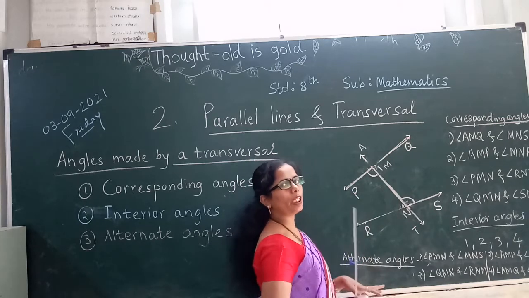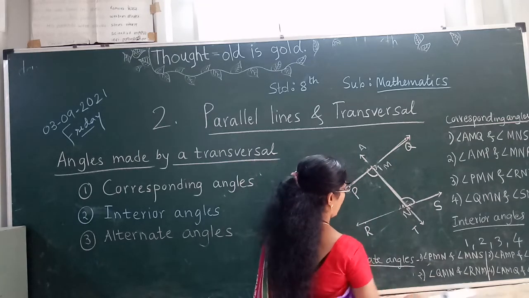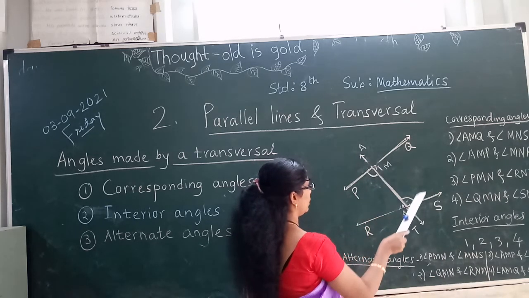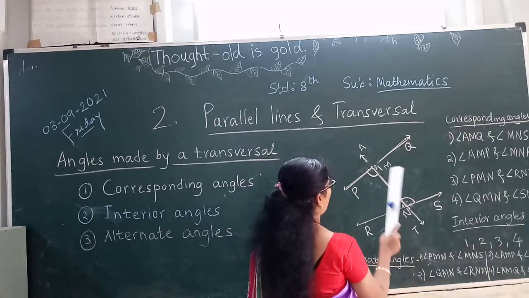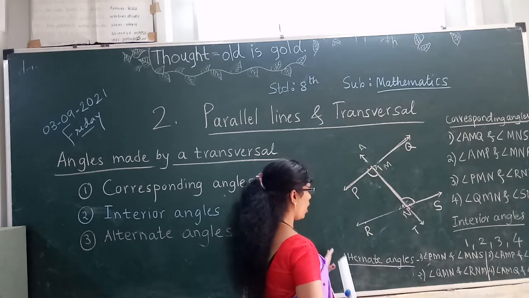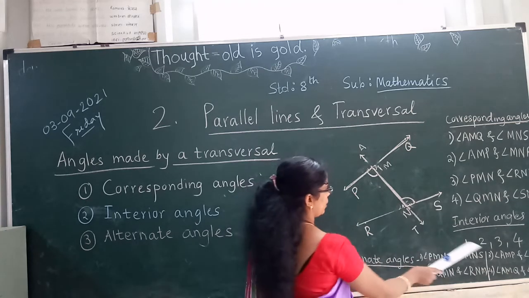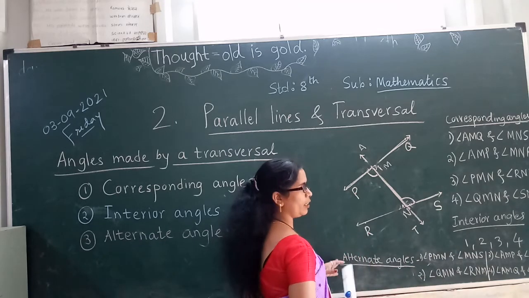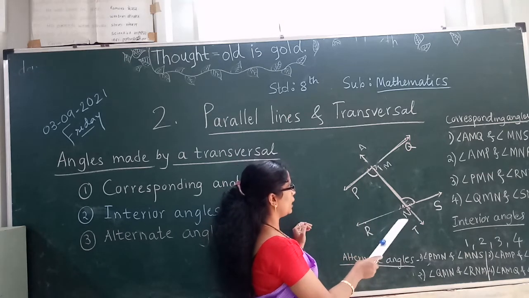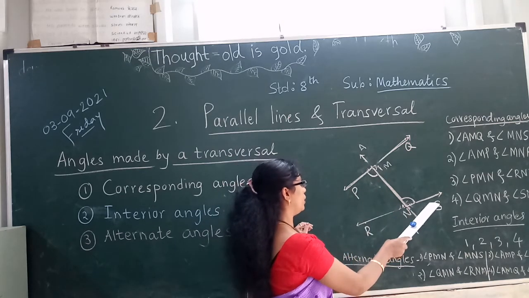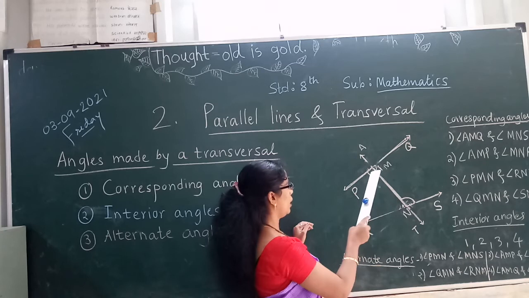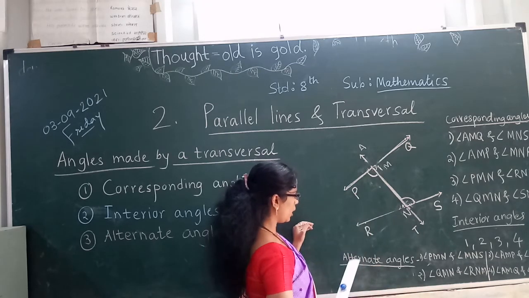Is there any peculiarity between these? All these four are interior angles. As they lie inside, these are interior angles. We have seen that 1, 2, 3, 4 are the interior angles. So these pairs are called interior alternate angles. See, angle PMN and angle MNS. Then the second one, angle QMN and angle RNM. These are interior alternate angles.